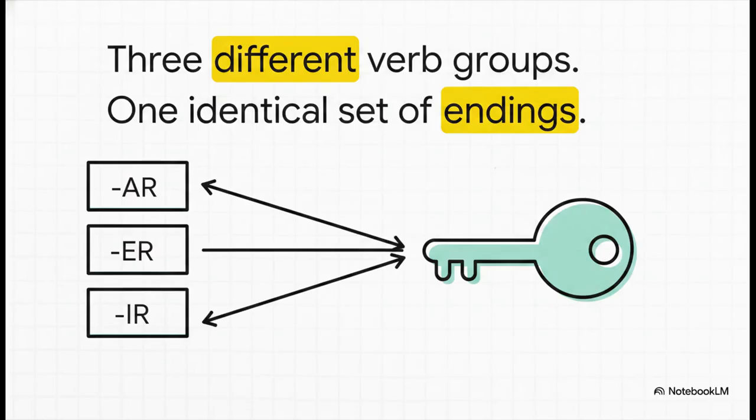Let's just take a quick second to appreciate what we've accomplished here. 3 entirely different verb groups, AR, ER, and IR, but only one identical set of endings. You've just witnessed one of the easiest, most robust, and most consistent patterns in the entire Spanish language. Seriously, if you can just remember those 5 little sounds, you have suddenly unlocked the ability to speak about the future using thousands of regular verbs.